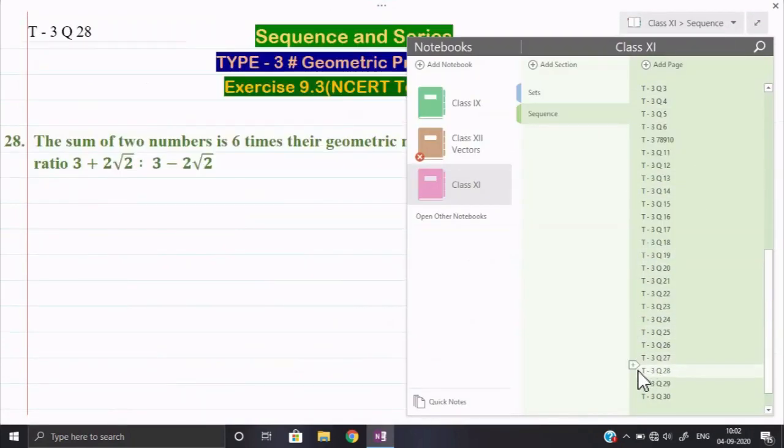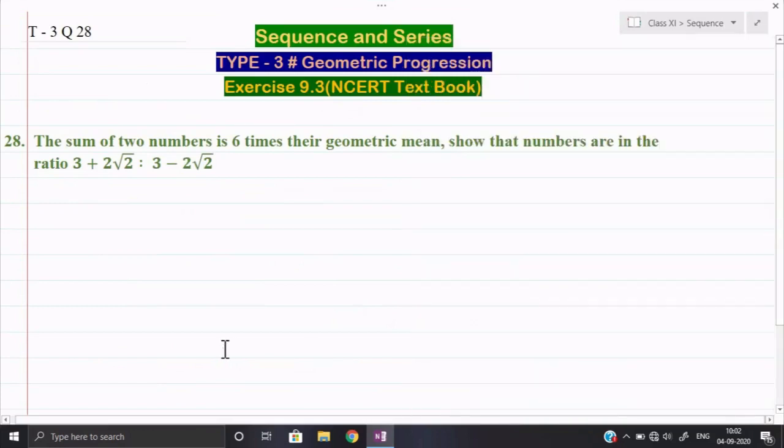Since the questions are lengthy, I am not explaining everything in detail, because these questions are very lengthy, and we are already near the middle of the chapter. So we have to cover the miscellaneous exercise, as well as 9.4, which is also remaining. Now let us see the 28th question.